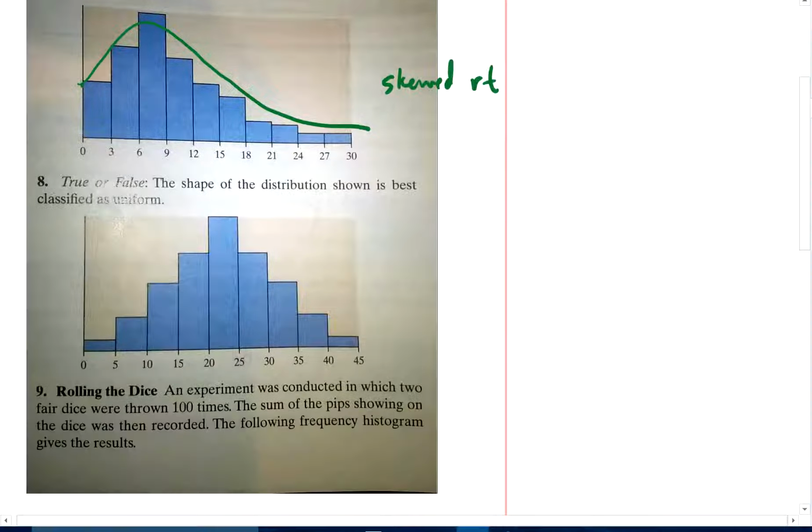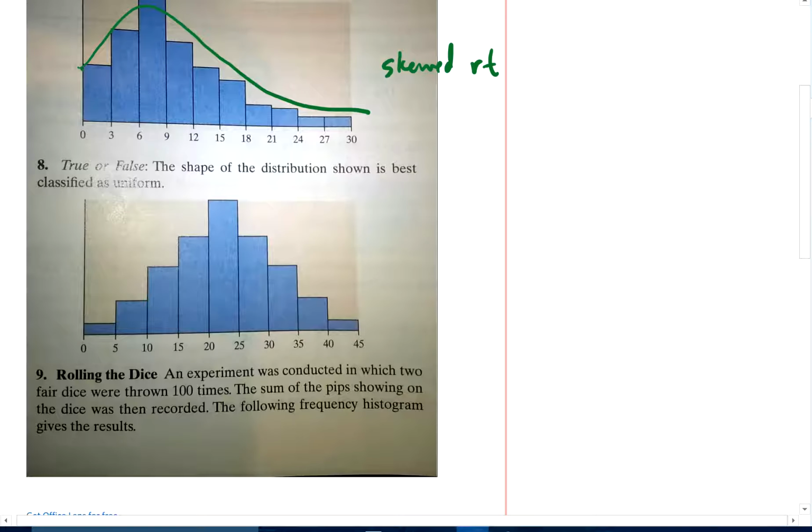Shape of the distribution shown best classified as skewed left, true, right, true or false. The skew is the direction of the tail, so this is actually skewed right. The shape of the distribution is classified as uniform. No, this is classified as symmetric.